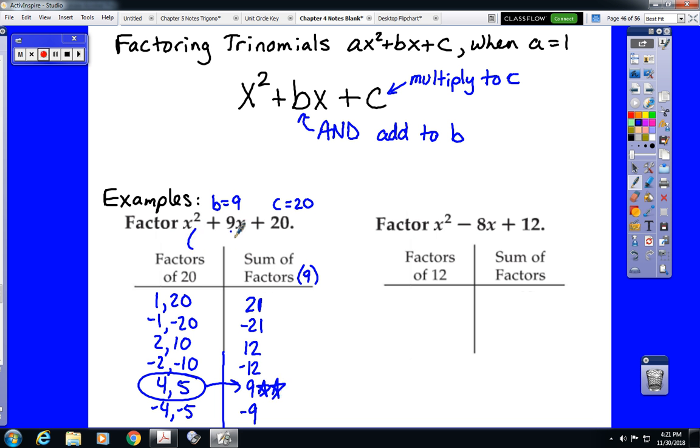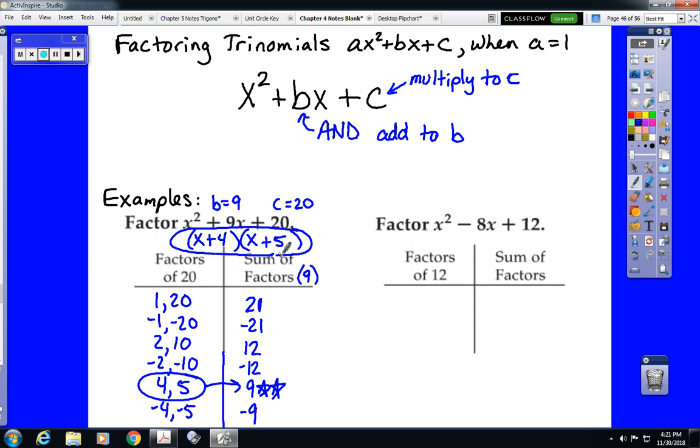So our trinomial will factor into two binomials. Both of those binomials will always, for this type of factoring, start with x. What goes in the spots, as well as the signs, are determined by what we circled. We circled positive 4 and positive 5, so our factors would be x plus 4 and x plus 5.